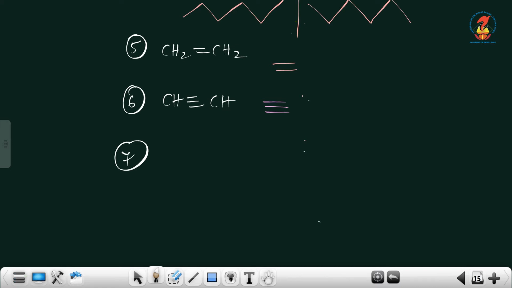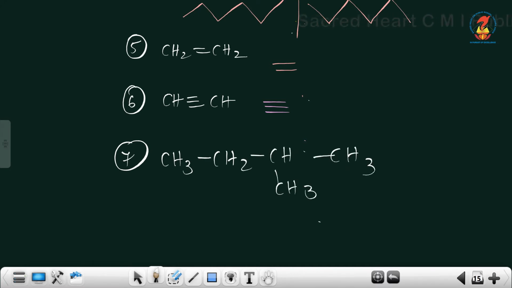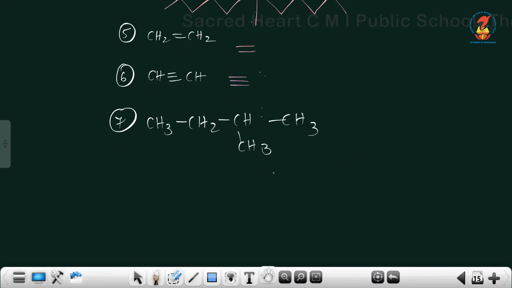The next question: how can we represent this molecule as a bond line representation? Here also, simply give numbers as 1, 2, 3, 4, not to name the organic compound, as that is according to IUPAC rules only. Here, only to draw and represent the bond, we are simply giving the numbers.